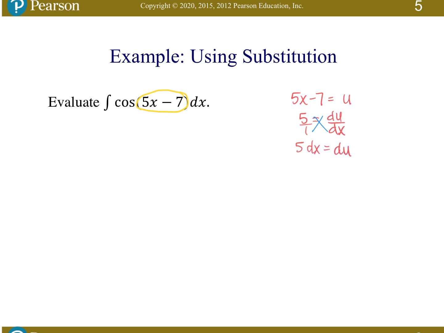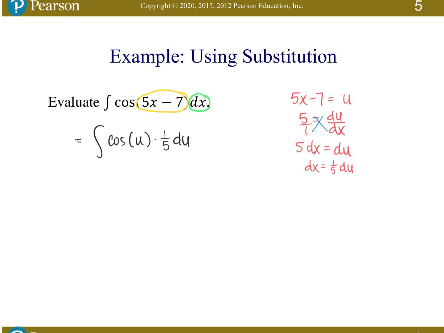But dx is not yet by itself. So how do I get dx by itself? Divide by 5, or an alternate to dividing by 5 would be multiplying by 1/5. Okay, so I look at my equation and I'm going to replace the yellow parentheses with u, and I'm going to replace the green with what I have dx by itself to be. So this is going to give me cosine parentheses u followed by 1/5 of du. So it wasn't a perfect du dx match. It's now a 1/5 du.